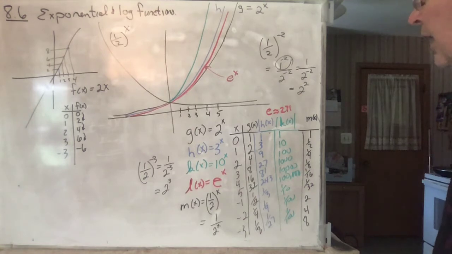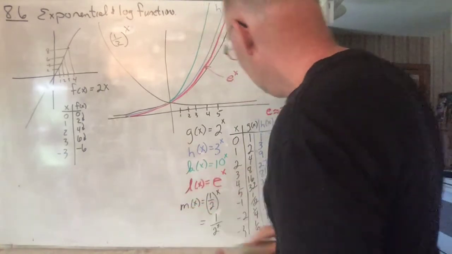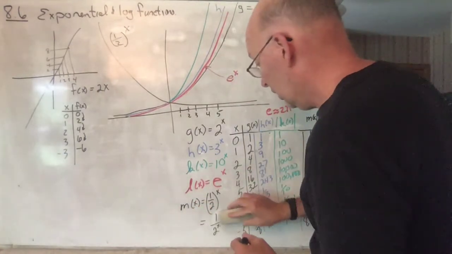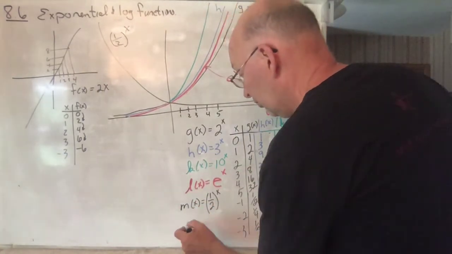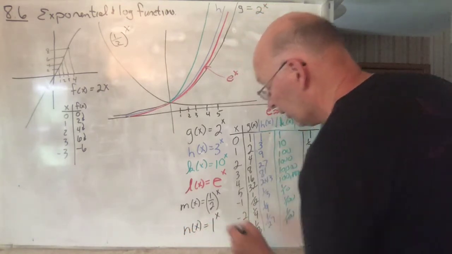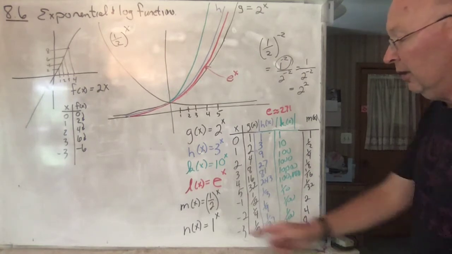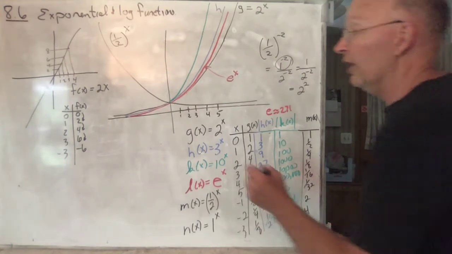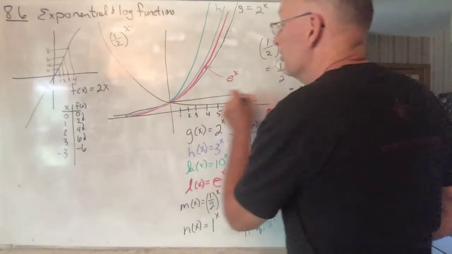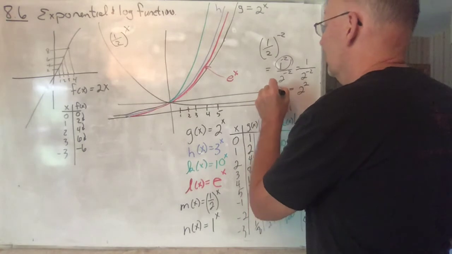Okay, I really want to do one more now that I think about it. I just kind of mentioned it, but what about n of x is equal to just 1 to the x power? 1 to the x, that's boring. 1 to any power is just going to be 1, so that's just going to look like this. So there's 1 to the x.